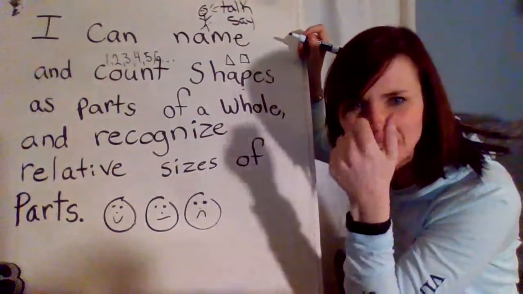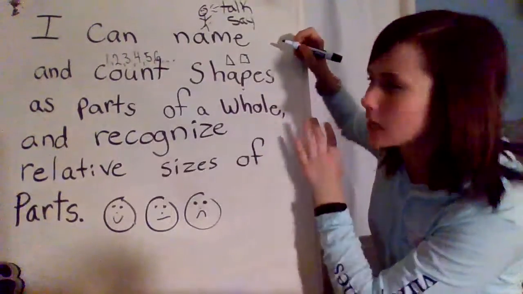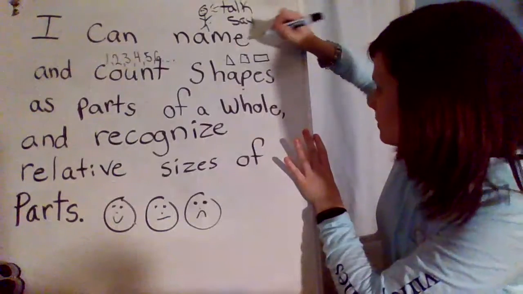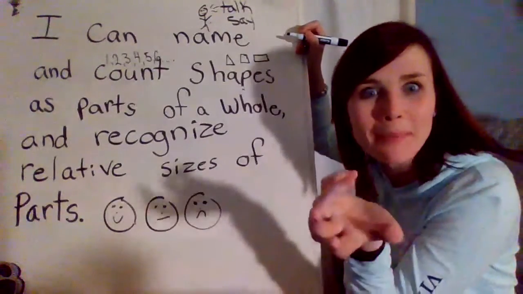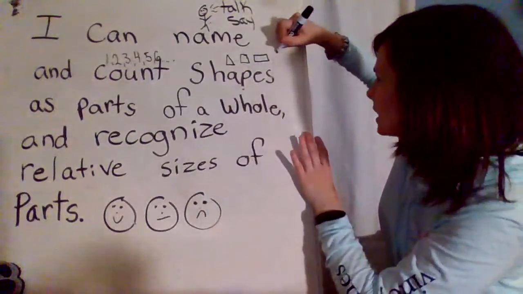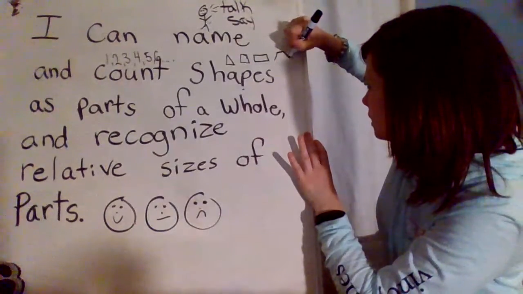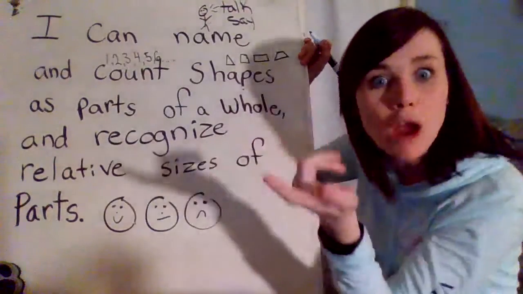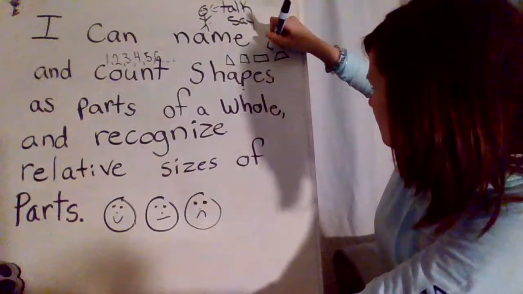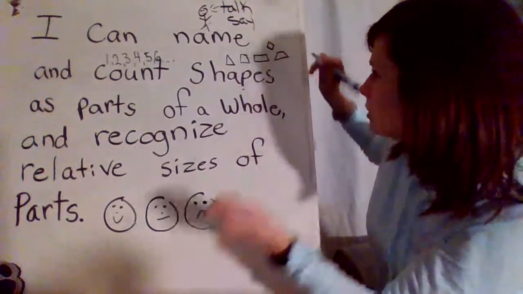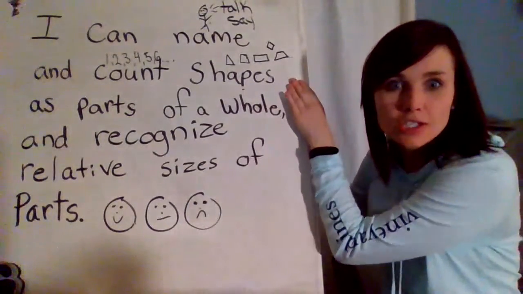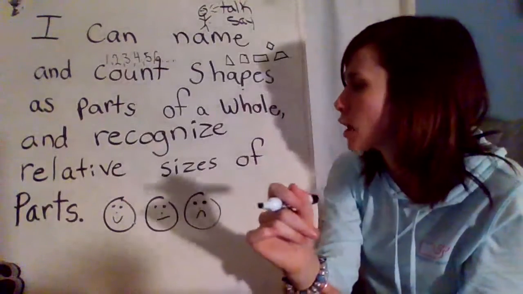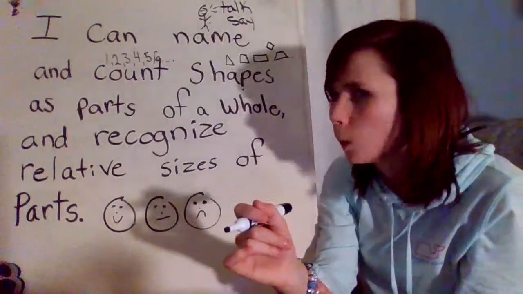What else? What other shape did we learn about? Rectangle. Yes. What other shape? The trapezoid. So smart. What is another shape we learned about? Rhombus. Nice job. Beautiful. So those are all the different 2D shapes we've learned, our flat shapes as parts of a whole.